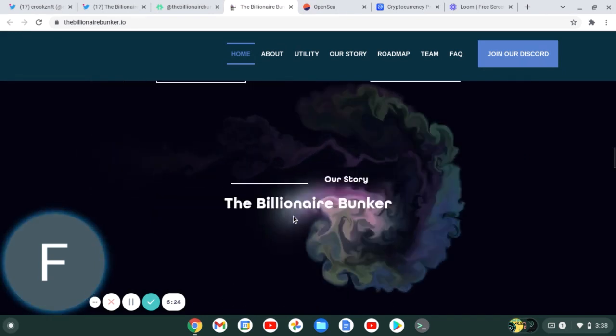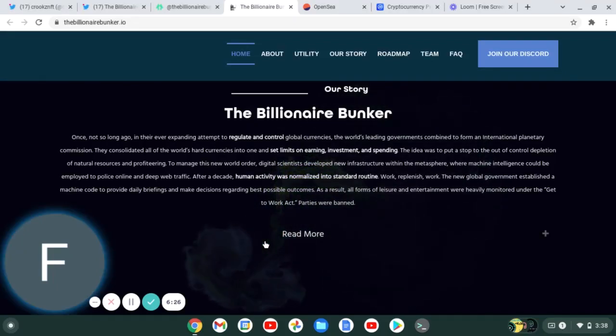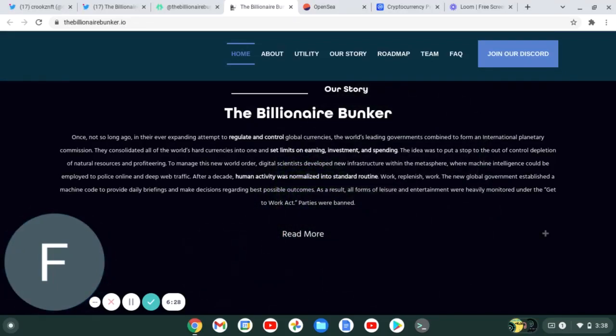So you're not only going to get exclusive access to this in-house algorithm software that they have, you're going to get 20% royalties. You are also going to get early access, maybe potential whitelist spots for future projects and future mints.